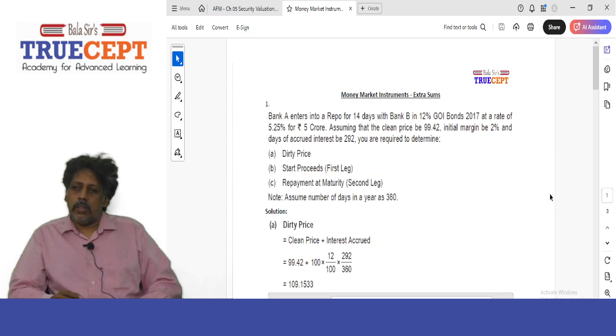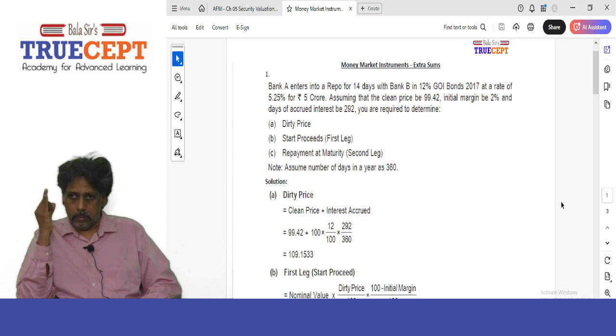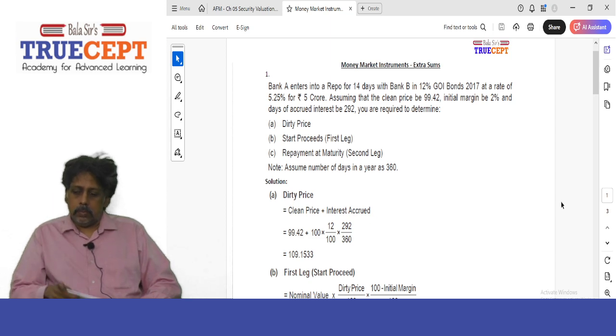So, here we go. Bank A enters into a repo for 14 days with Bank B in 12% GOI bonds 2017 at the rate of 5.25% for 5 crore rupees. Assuming that the clean price is 99.42, initial margin be 2% and days of accrued interest be 292. You are required to determine the dirty price, start proceeds first leg and repayment at maturity second leg. Assume number of days in a year as 360.